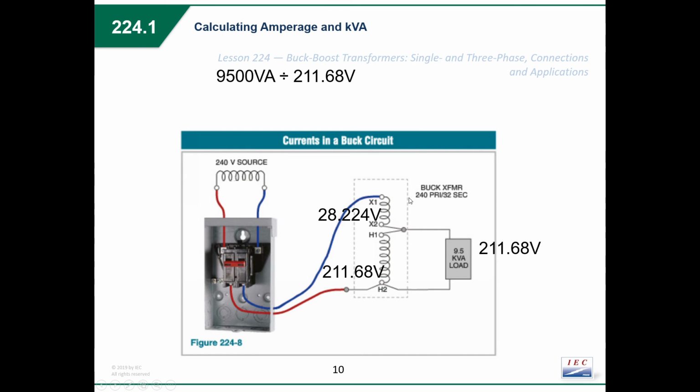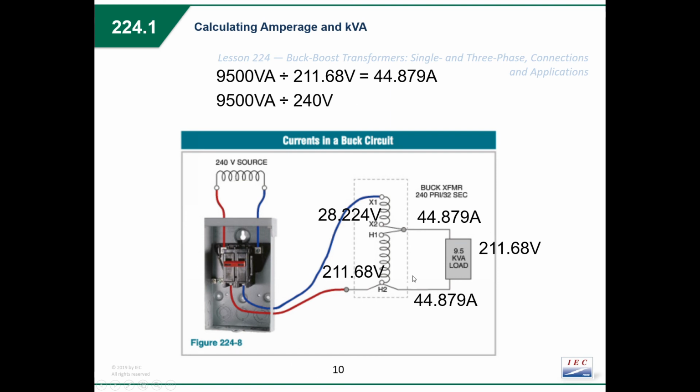Okay, so now let's find out what the amperage is just in this portion of the circuit or going through the load. So we take our same 9500 volt amps. Ohm's law says we can divide by our applied voltage, 211.68. Now it gives us 44.879 amps of current applied through the load, right?